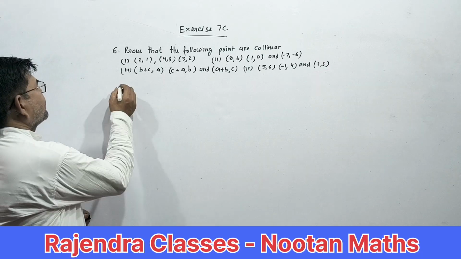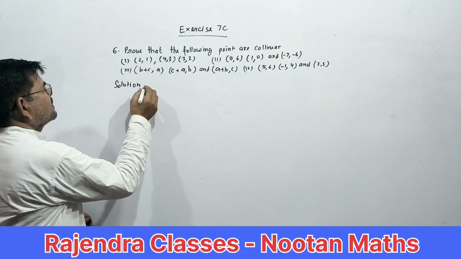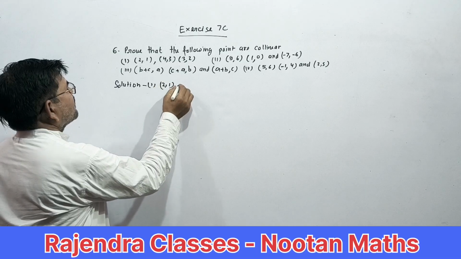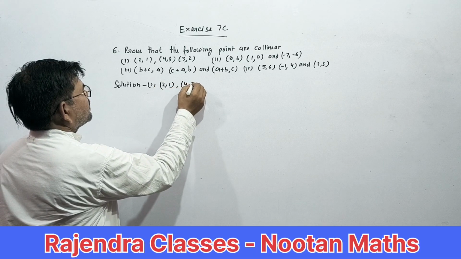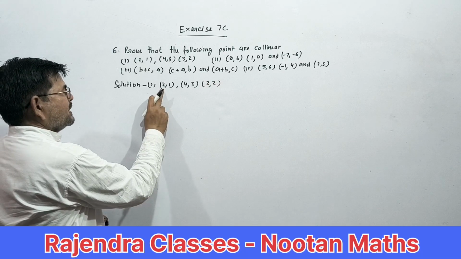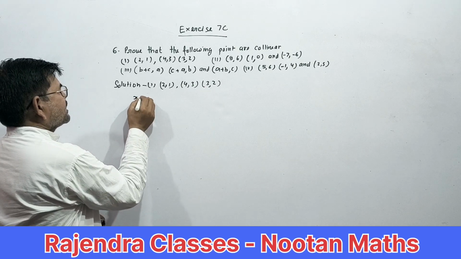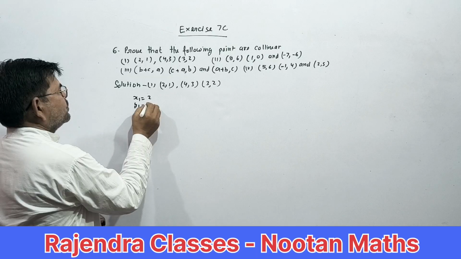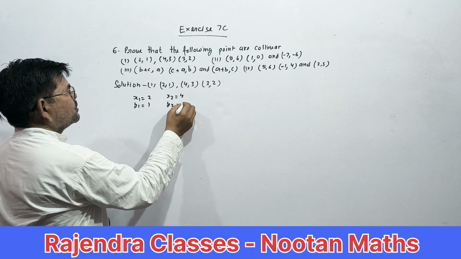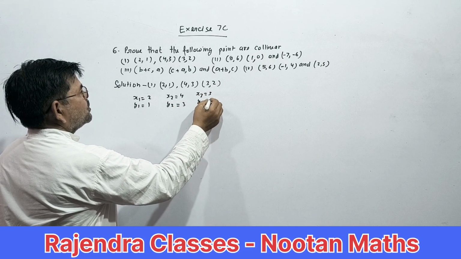Please see here. Solution. Given coordinates first 2, 1 and 4, 3, 3, 2. So we know x1, y1, x2, y2, x3, y3. We write x1 is equal to 2, y1 is equal to 1 and x2 is equal to 4, y2 is equal to 3, x3 is equal to 3 and y3 is equal to 2.